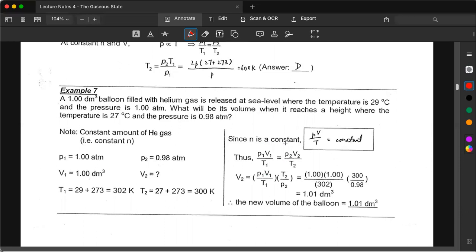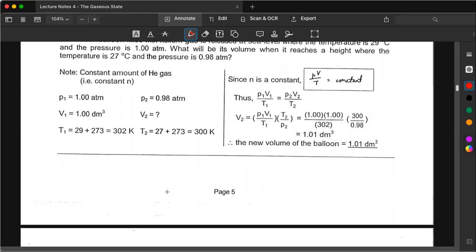So since n is constant, PV over T is a constant. So we just use the expression P1 V1 over T1 equals P2 V2 over T2. Then we make V2 the subject of the equation since this is what we are trying to determine. And then you just substitute the relevant values and you will get 1.01 dm cube. Try to leave your answer in 3 s.f. for all chemistry questions.